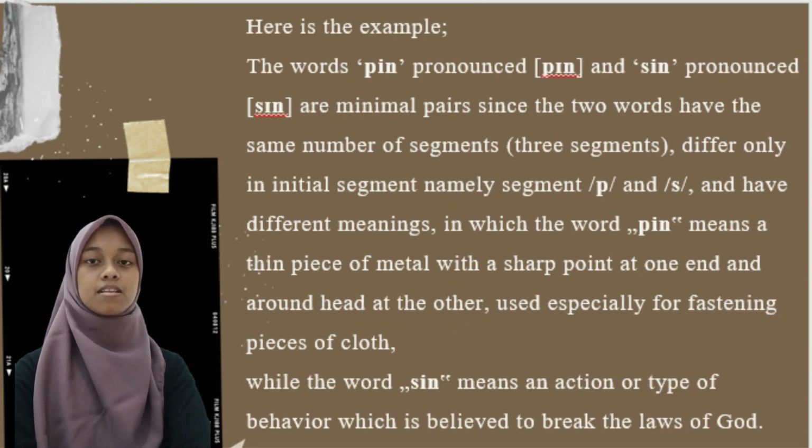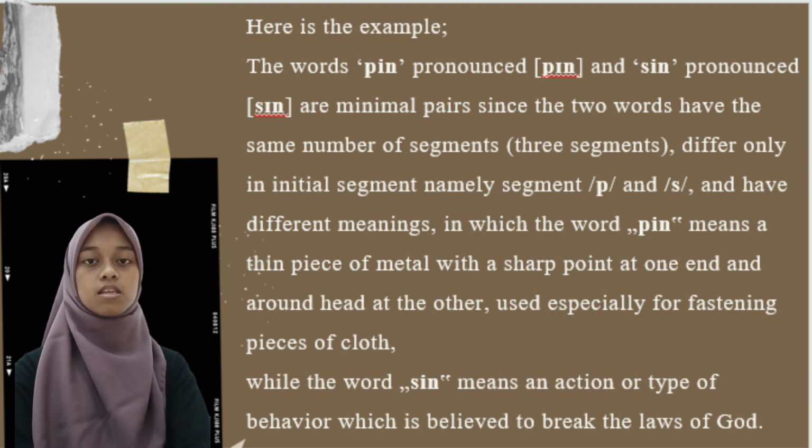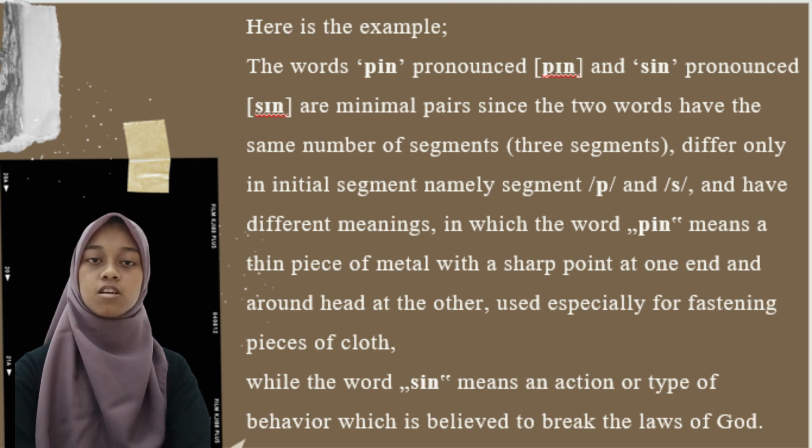And here is an example. The words spin and sin are minimal pairs since the two words have the same number of segments, with three segments, differ only in the initial segment, namely segment P and S, and have different meanings, in which the word pin means a thin piece of metal with a sharp point at one end and a round head at the other, used especially for fastening pieces of cloth, while the word sin means an action or type of behavior which is believed to break the laws of God.